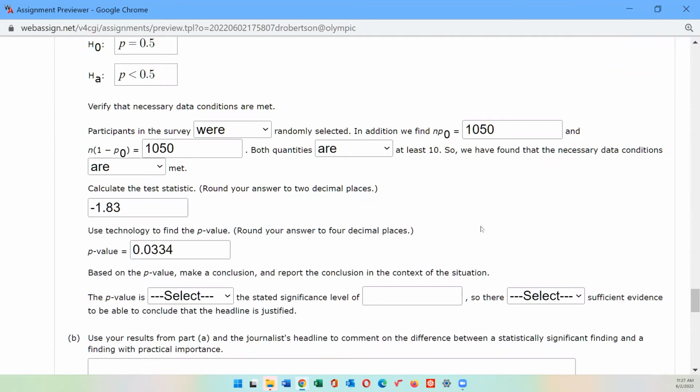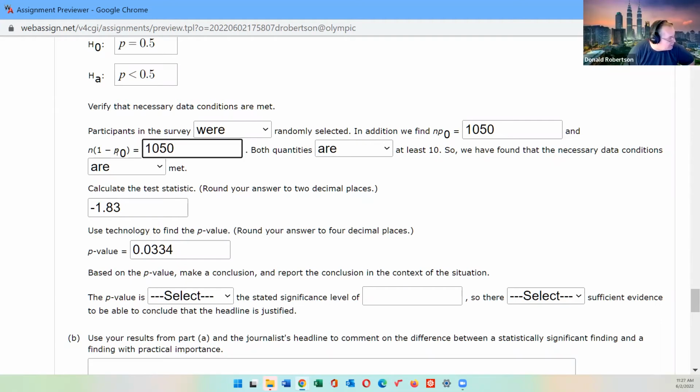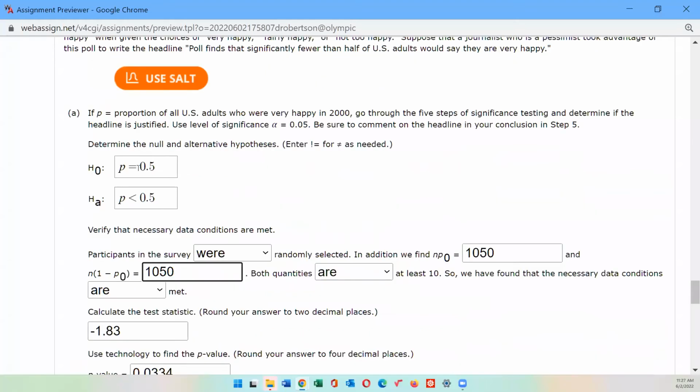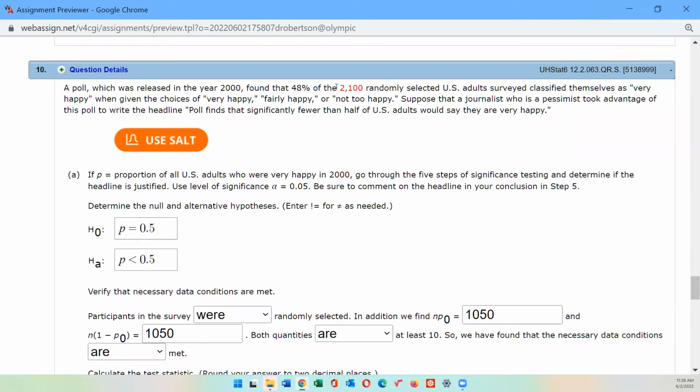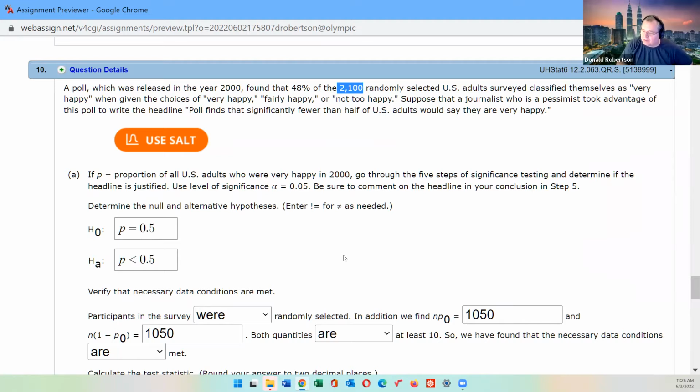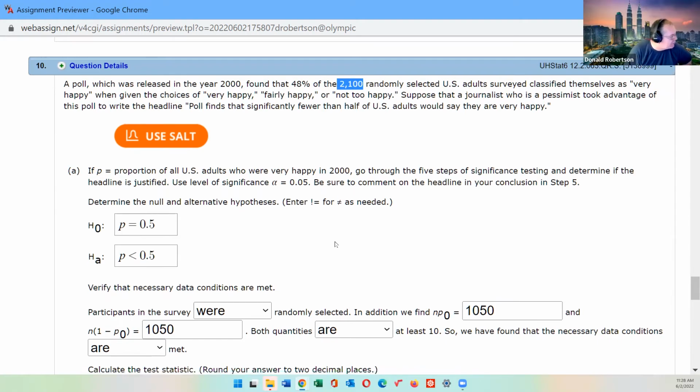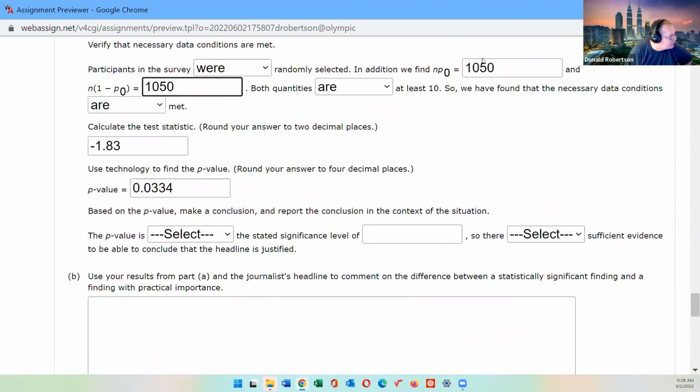Where'd you get 1,050 from? I got this number here by multiplying that number by the 2,100 people that were in the sample. So that's NP, or NP not as they're calling it. And N(1 minus P) would be 2,100 times (1 takeaway 0.5), which also happens to be 0.5. So that's why they end up being the same.